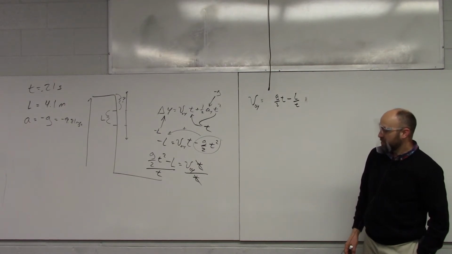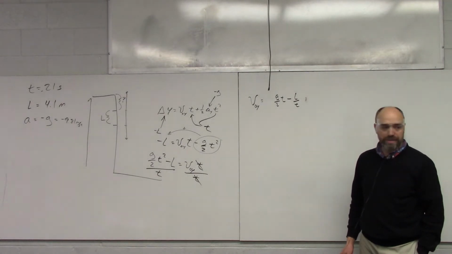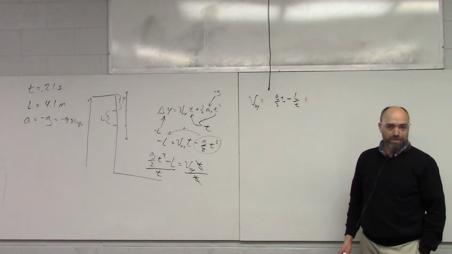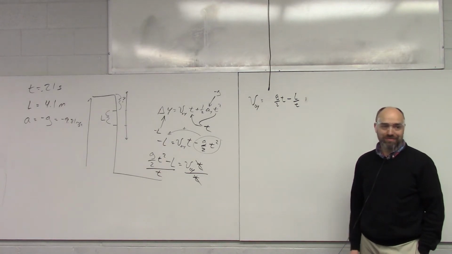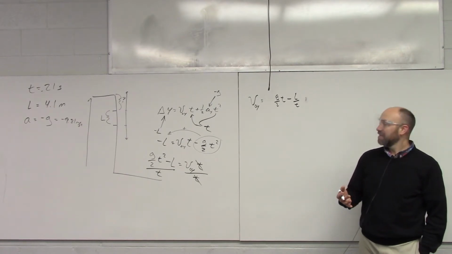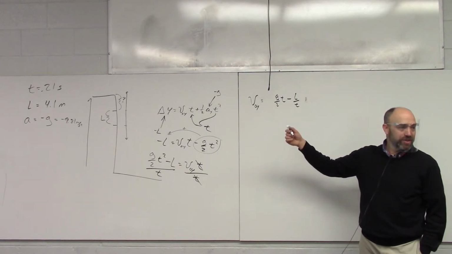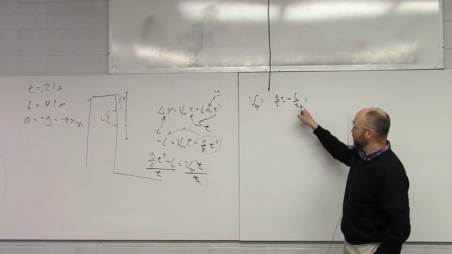Did I do that right? Y'all double check me. I'm doing algebra in my head in front of people. That's dangerous. Okay, does this answer the question? So what are we going to do about it? Say it again? Oh, okay, so we can plug in some numbers and get an answer here. When we get V naught Y equals some number, you're right, we can do that because we know all these numbers.